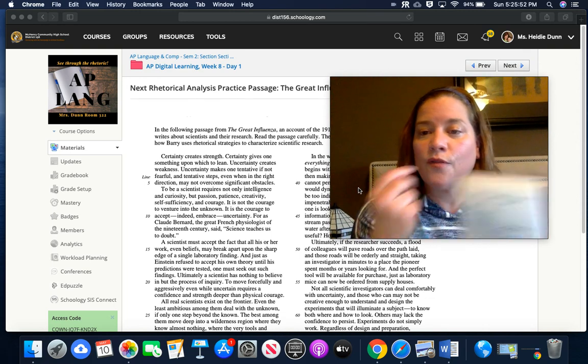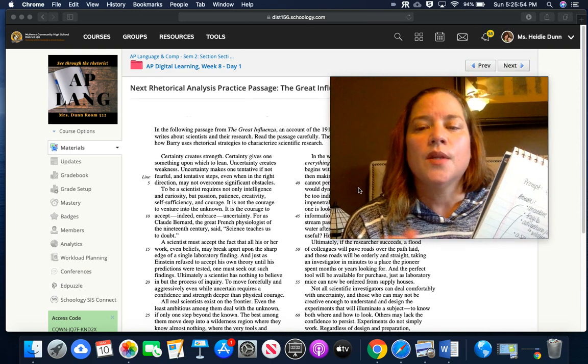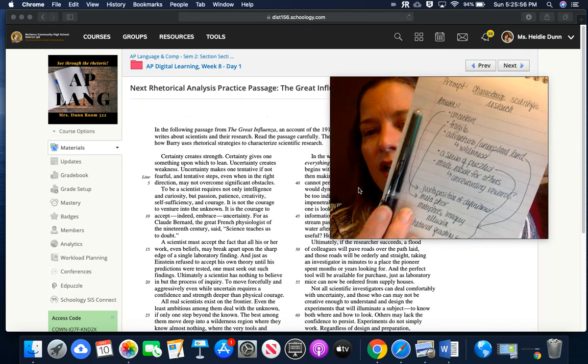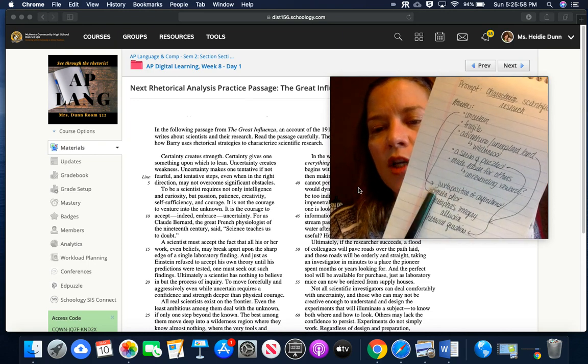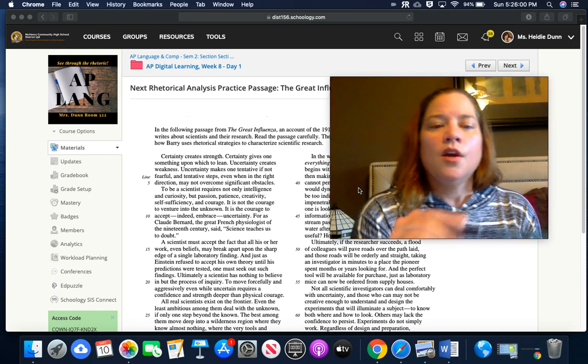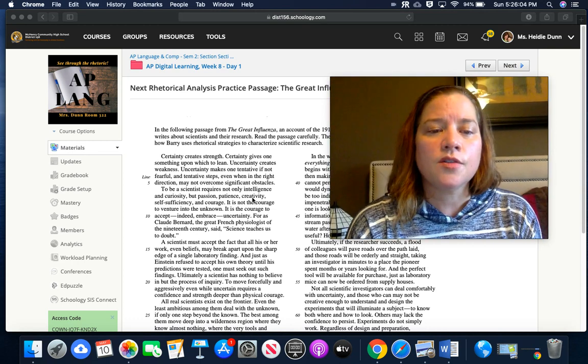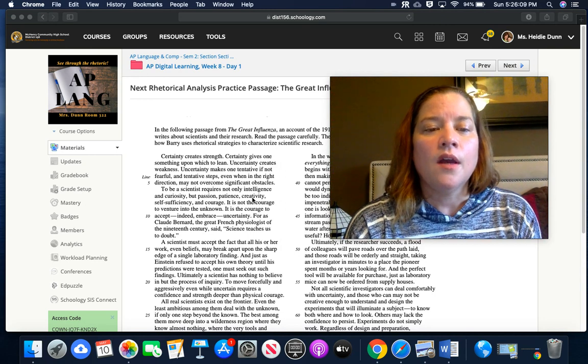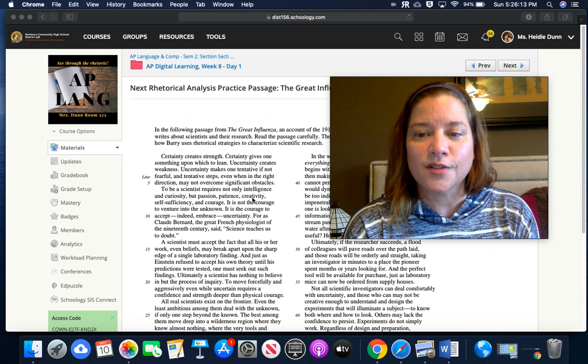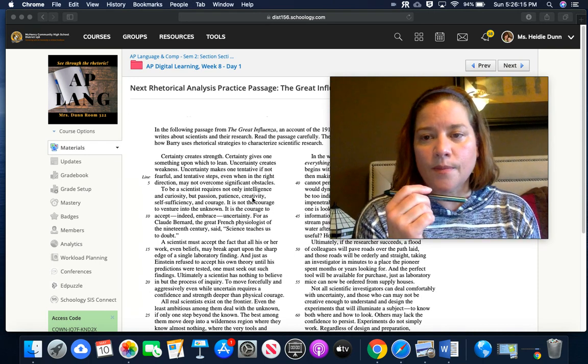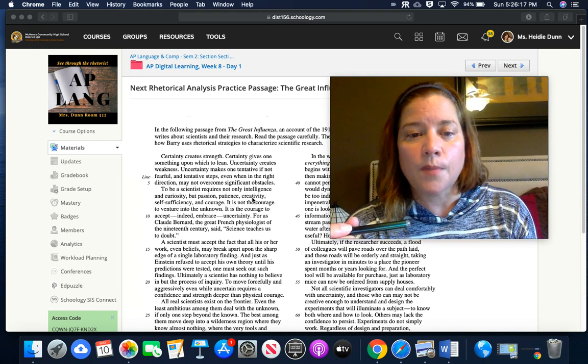Now I'm going to be looking for what strategies does he use. So for the first one, I've done a little line down to the bottom. Juxtaposition of definitions. Certainty creates strength. Certainty gives one something upon which to lean. Uncertainty creates weakness. Uncertainty makes one tentative, if not fearful. And tentative steps, even in the right direction, may not overcome significant obstacles. Okay, so that's setting us up that we believe that he thinks uncertainty is bad.